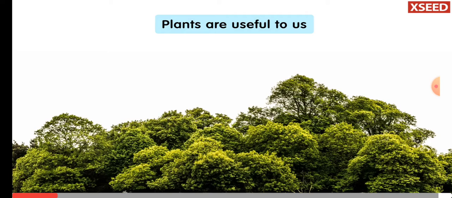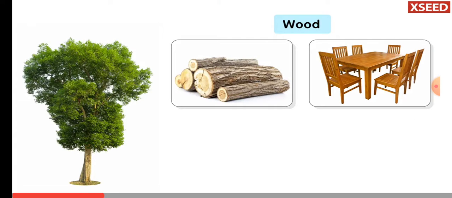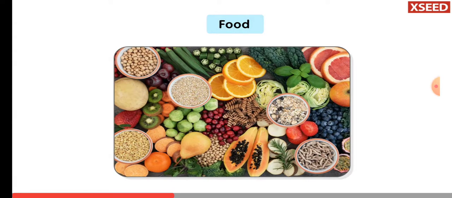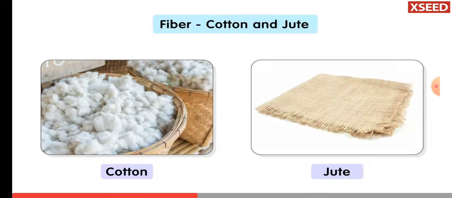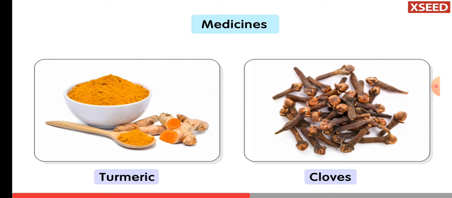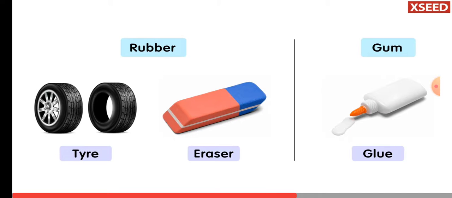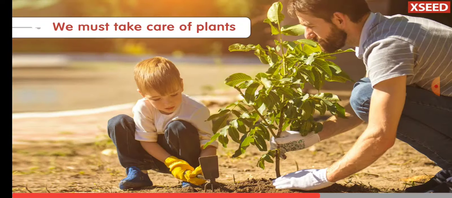Plants are useful to us in many ways. They give us wood, food, cotton, medicines, rubber, gum, and other things. Plants keep the air clean. We should plant more trees and take care of them.